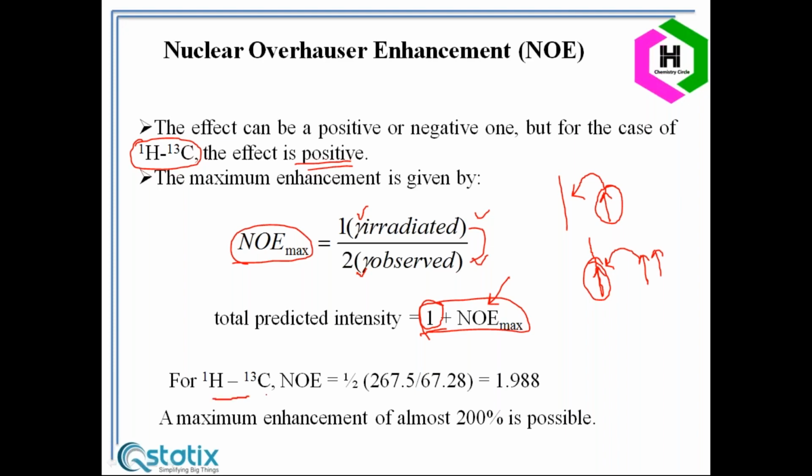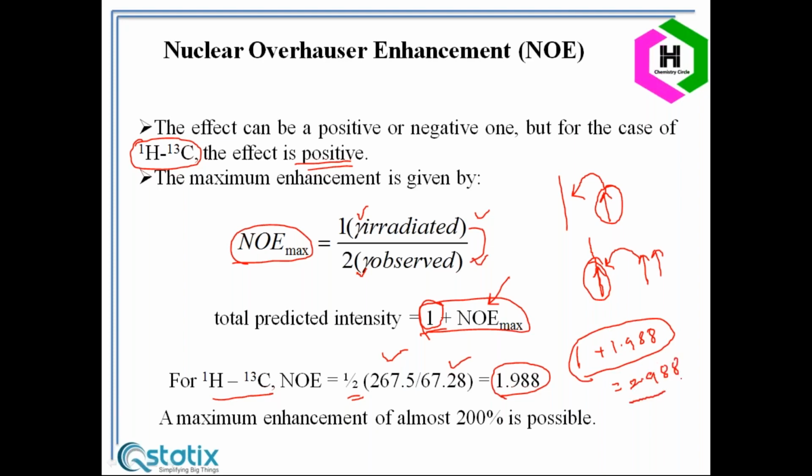For hydrogen and carbon, the NOE will be 1 by 2, 267.5 divided by 67.8. This is the irradiated gamma value and this is the observed gamma value. So you will have an NOE value of 1.988. If you take the bare carbon signal as 1, the total is 1 plus 1.988, so 2.988. Totally the signal intensity will be 2.988.